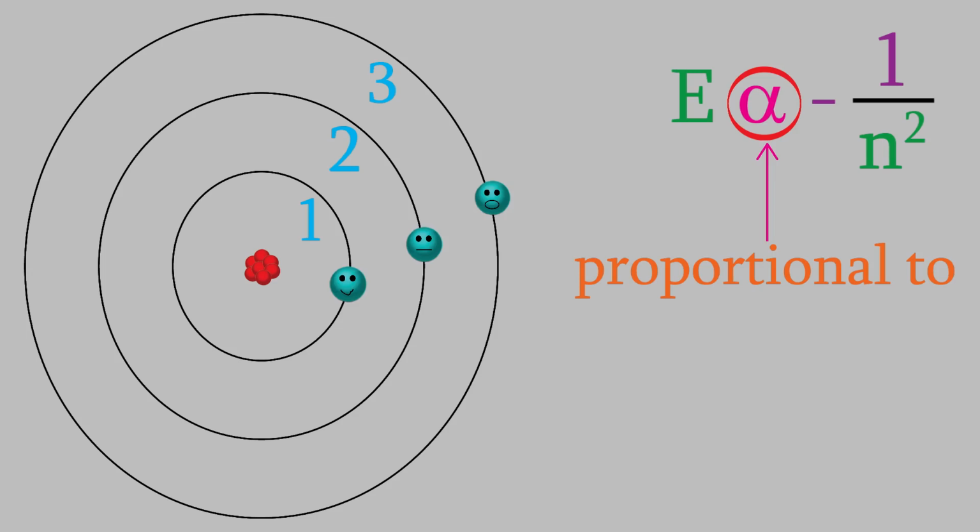That makes sense. The nucleus has a positive charge, and the electron has a negative one, so they're attracted to each other. They want to be as close as possible, so when the electron is in the smallest shell, where n equals 1, it'll have the lowest energy. So let's make a diagram of the energies for these shells. I'll put the energy on the left side and n, the number of the shell, on the right side.